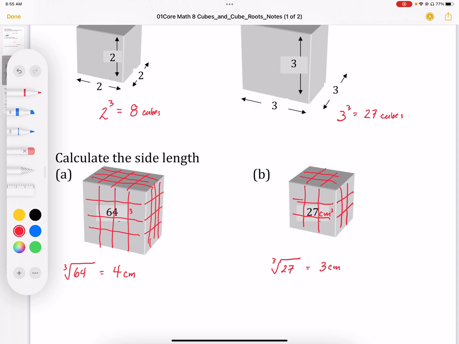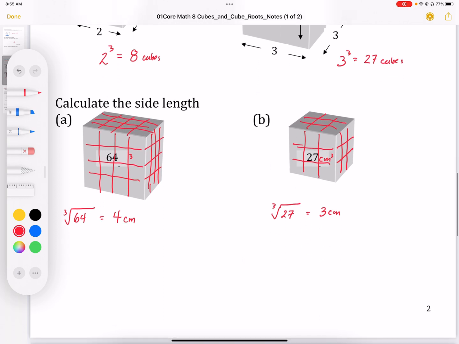So I can just sketch that in. And that edge length of 3 is going to give me 27 cubes. 27 cubes, cube rooted, is going to give me an edge length of 3 centimeters.